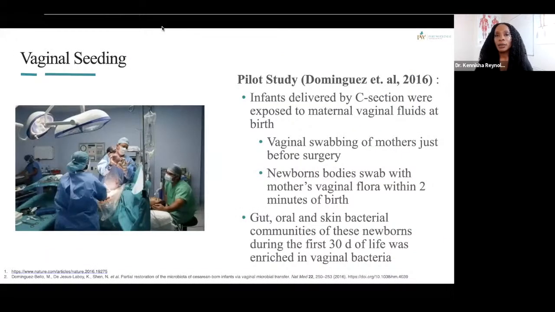So one remedy to help reestablish the gut microbiome in C-section babies was to look into vaginal seeding. There was a pilot study that looked at vaginal swabbing of the mother prior to surgery and inoculating the babies within 2 minutes of birth with the mother's vaginal flora. And they were able to reestablish a healthy microbiome in these babies compared to babies who were not swabbed.